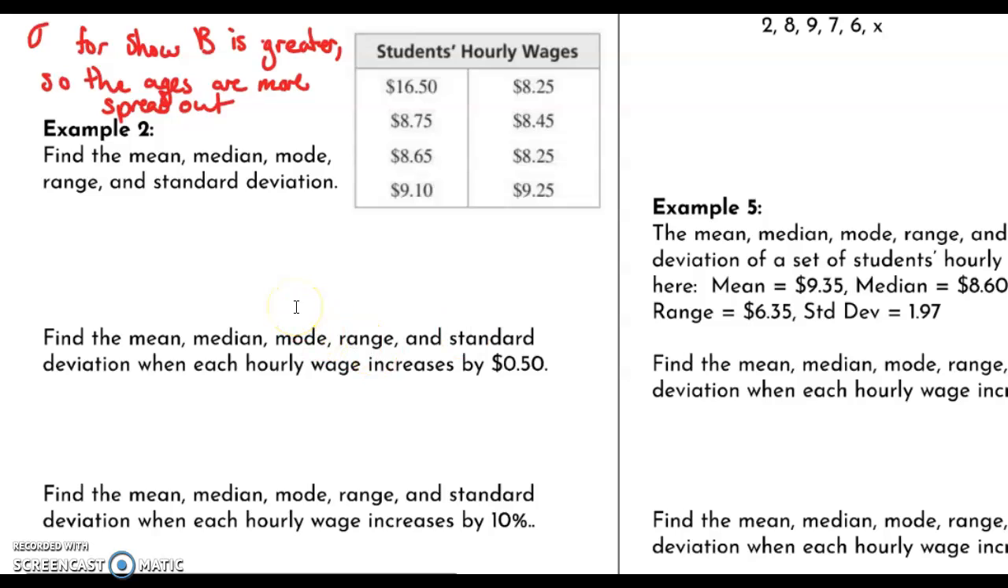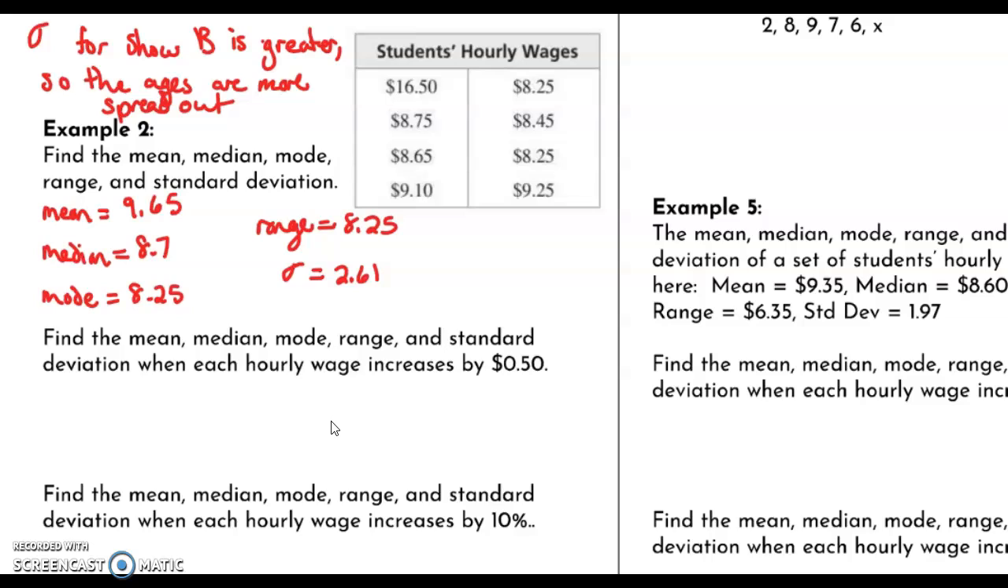Example 2: find the mean, median, mode, range, and standard deviation. I'm going to go ahead and have you do that now. Okay, so I found my mean, median, and mode, just like we had learned yesterday, and I used my calculator to find my range and my standard deviation. So all of my numbers are there. Now, that was from yesterday. What's new today are these questions down here.